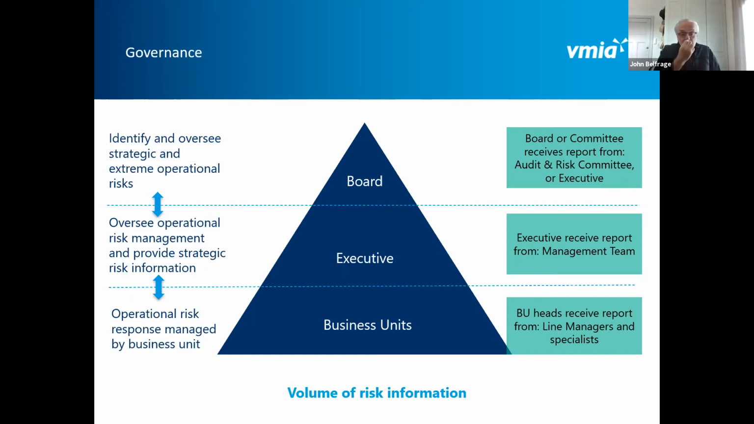And then the executive, obviously overseeing the operational risk management at their level and providing strategic risk information. And they obviously receive information from the shop floor, as it were. And then the board, the ultimate governing body that is accountable indeed to the minister for the satisfactory management of risk, and indeed in some cases escalation of risks to the minister. So they're looking at strategic and extreme operational risks, and obviously they do that in conjunction with their executive.